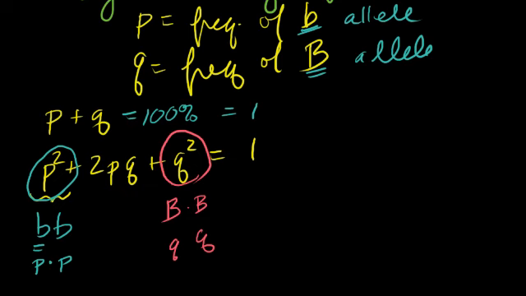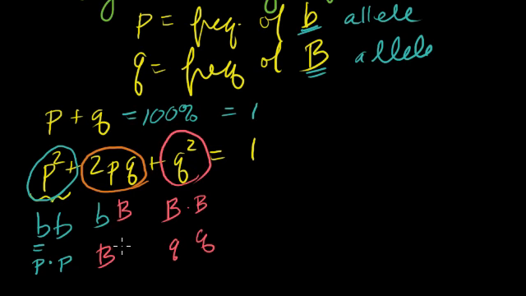Now, what's 2pq? Well, essentially this entire term is the frequency that I'm a hybrid, that I have a heterozygous genotype. And why is that? Because there's two ways that I can be a heterozygote. I could get blue eyes from one parent and brown eyes from the other, or I could get brown eyes from the first parent and blue eyes from the second.